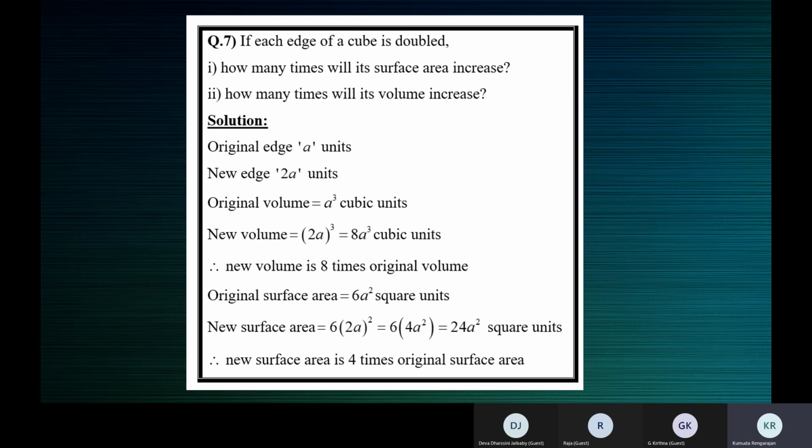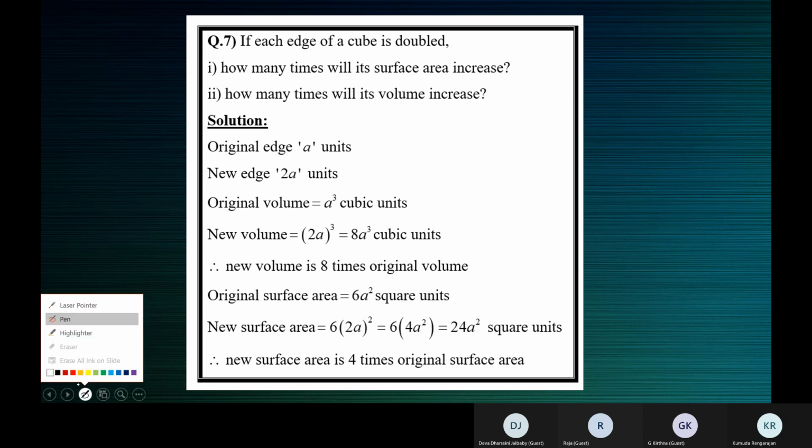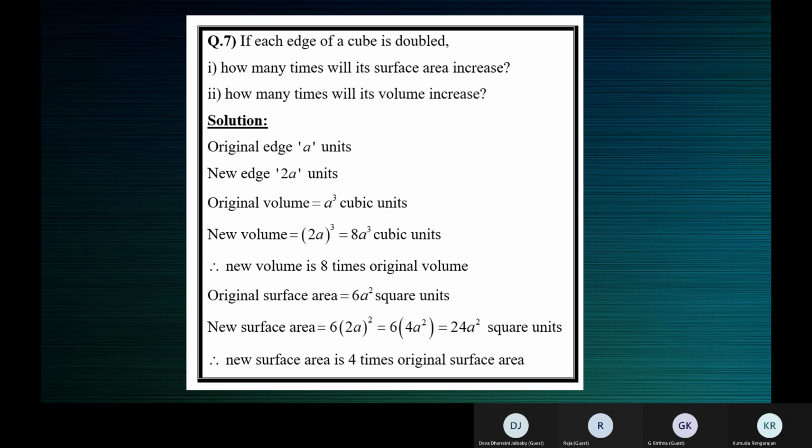Yes, children, please write down. Read the contents first. I'll give you some time. Read what you see on the screen and then start writing. You can write original edge of the cube.